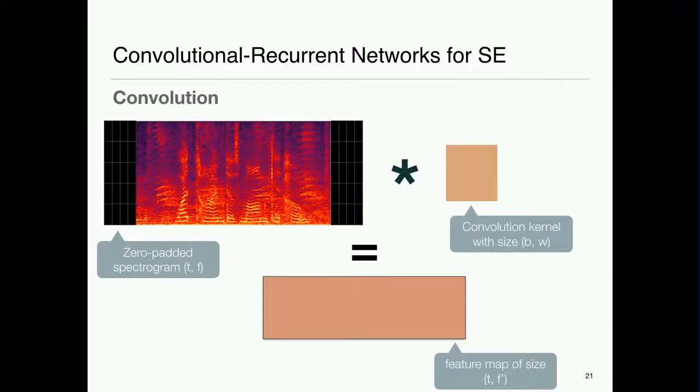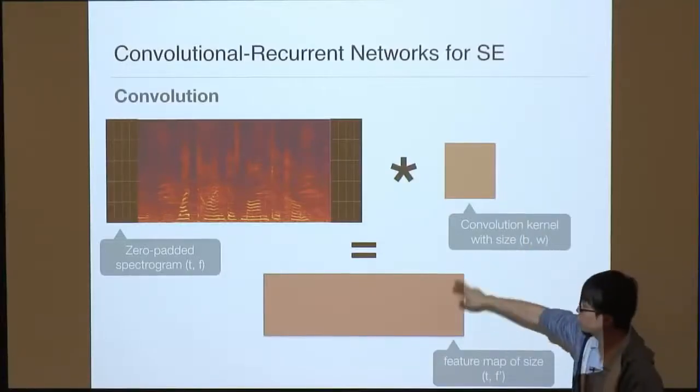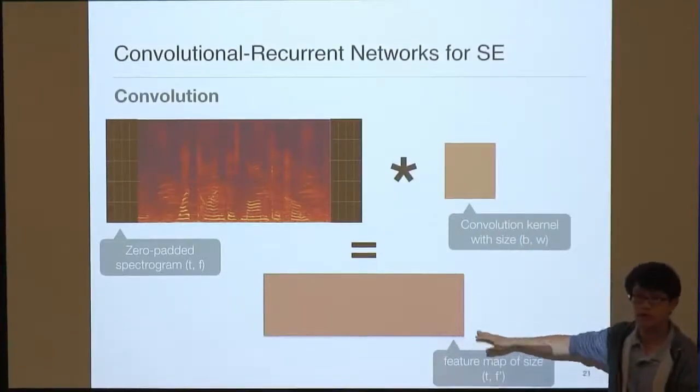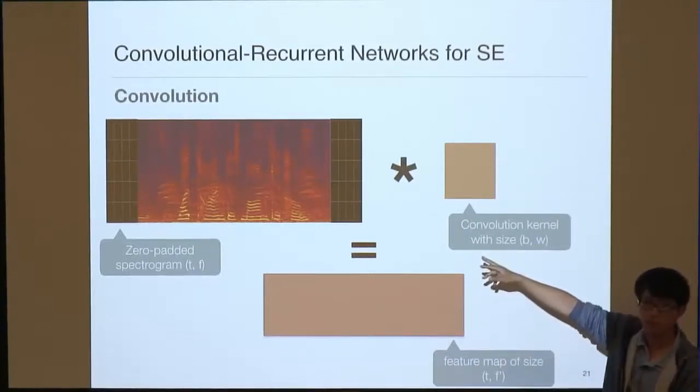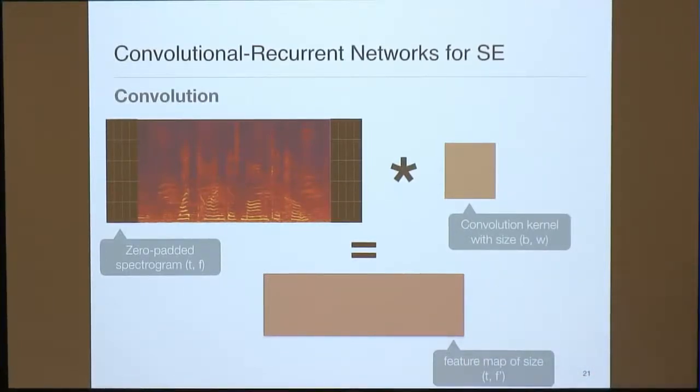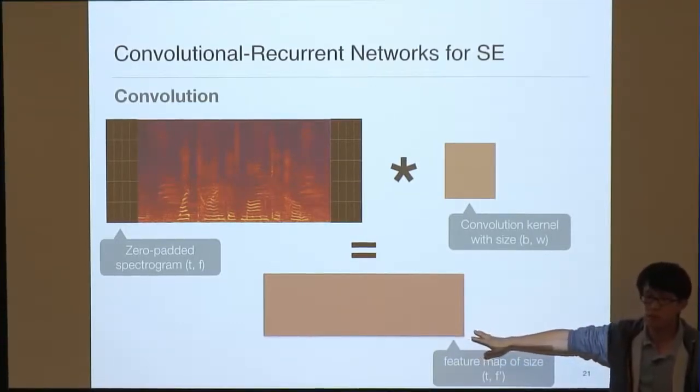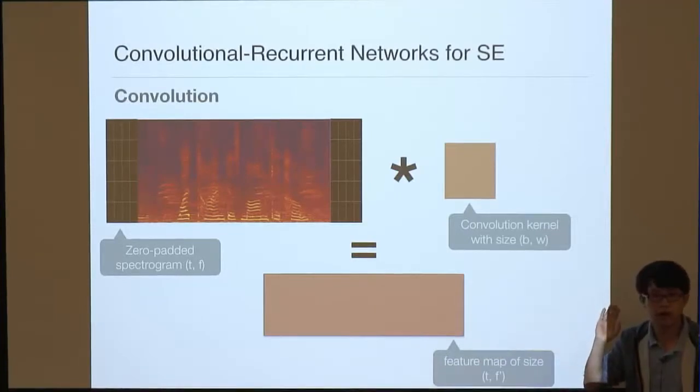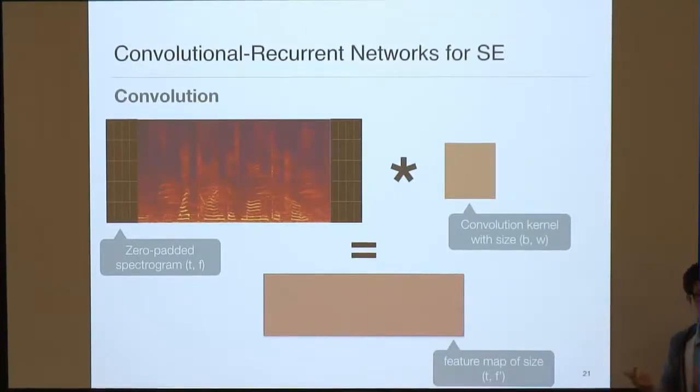And so what we do in our network is we first zero-pad the spectrogram in the time domain to make sure that after convolution, the feature map we get has exactly the same length as the original input. The reason we need to guarantee that is because we need to feed the intermediate feature maps into a following recurrent neural network, and the output of the recurrent neural network should have the same length as the input. So you're not doing any pooling? I don't do any pooling.